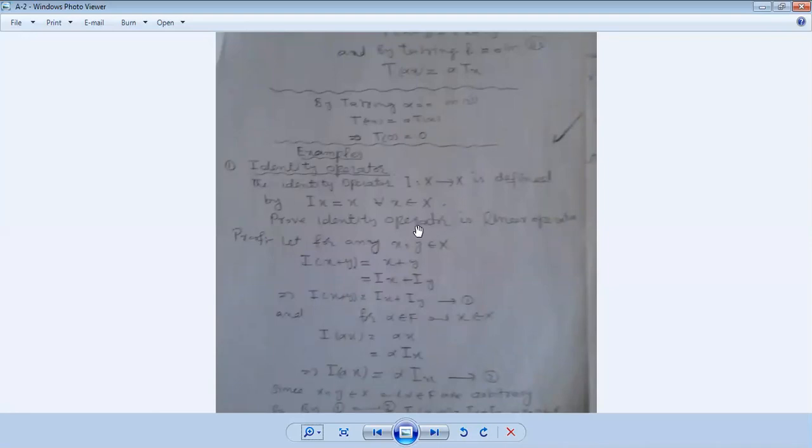We prove the identity operator is a linear operator. This is a very simple example. I of x plus y: we take two elements x, y belonging to X, and apply I on x plus y. By the definition of the identity operator, I of x plus y is equal to x plus y. We can write x is equal to Ix and y is equal to Iy because I is an identity operator. So that implies I of x plus y is equal to Ix plus Iy.